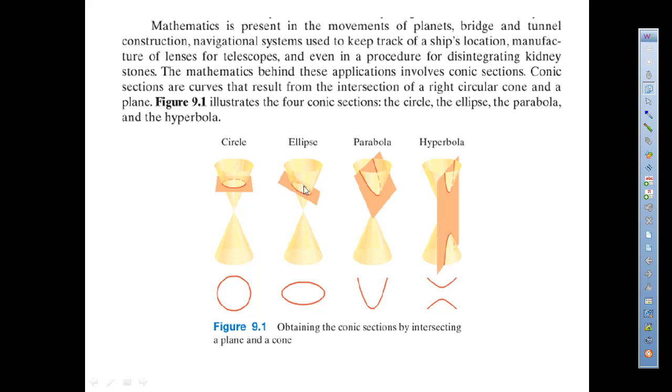If you go just off of perpendicular to that, you're going to get an elongated circle, which is an ellipse. If you go even further, you're going to get a parabola because one end of the circle is going to end up opening up. And then if you continue to rotate it clockwise here, that plane is going to actually intersect both of these cones, and you're going to have what's called a hyperbola. So that's where these conic sections that we're going to talk about come from.